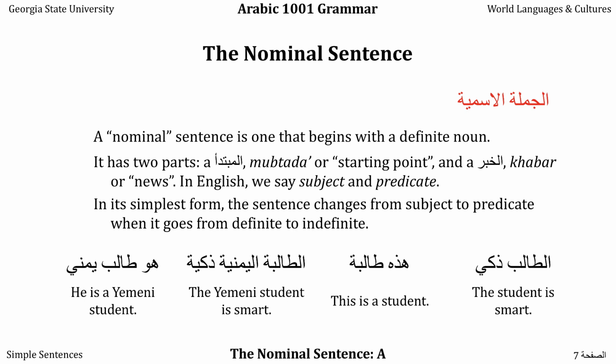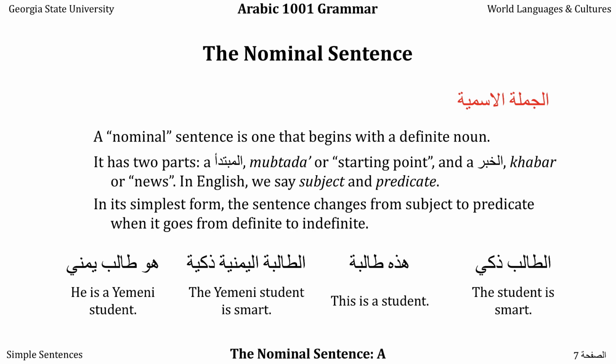Hadha and hadhihi and all their friends are definite. Taliba is indefinite, so we say hadhihi taliba. This is a student. We can say at-taliba al-yamaniya dhakiya. The first two words are definite. That's easy to tell because of alif lam. The last word is indefinite, so we divide it in between the second and third word and say the Yemeni student is smart. Pronouns, huwa is one of them.